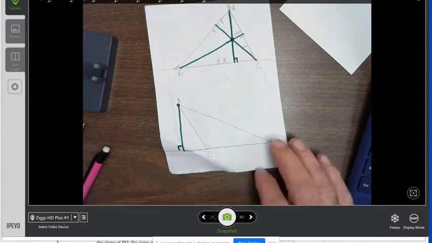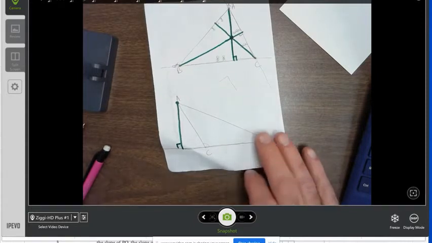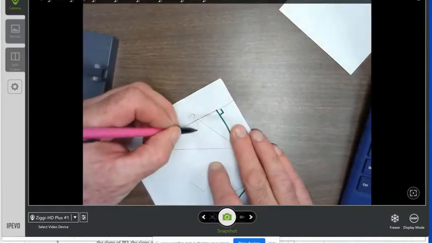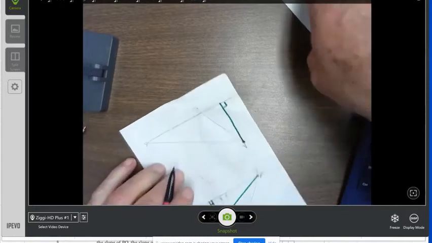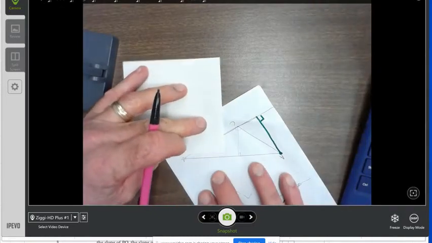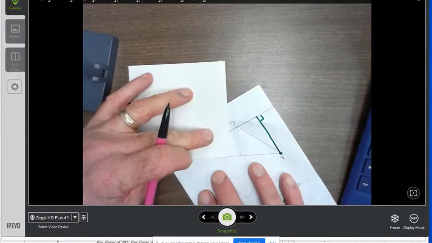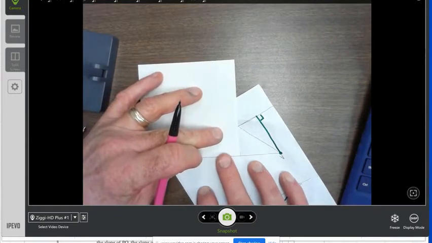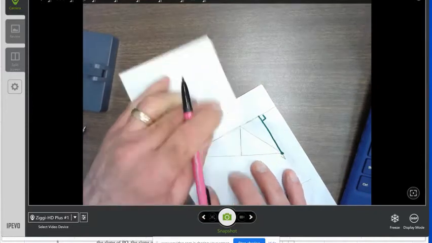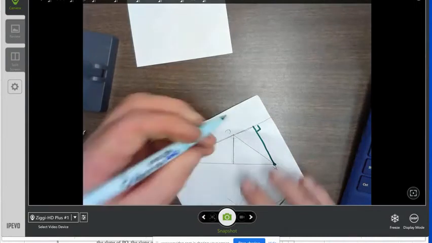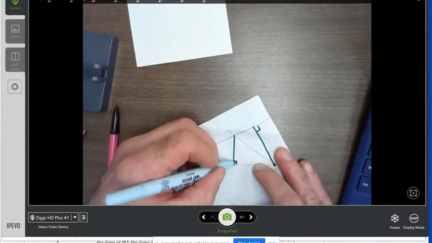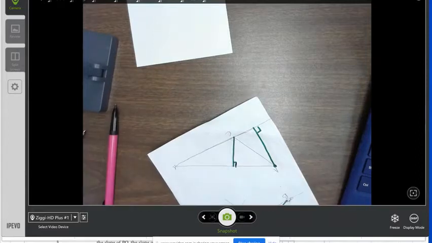Okay, now let's do the altitude from C. So if I turn my paper and I drop a rock from C, it would land like that. Or if I slide the card along the base until it goes through point C, we can get a nice crisp right angle there. Okay, so there's another altitude. It goes through C and is perpendicular to AB.